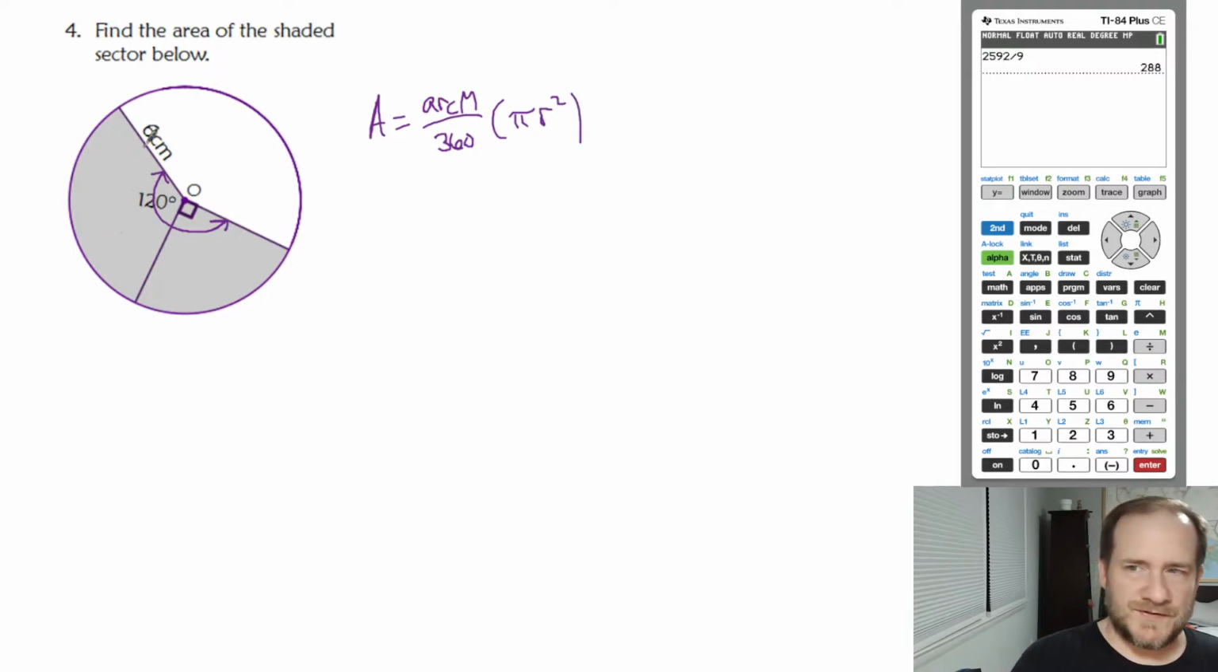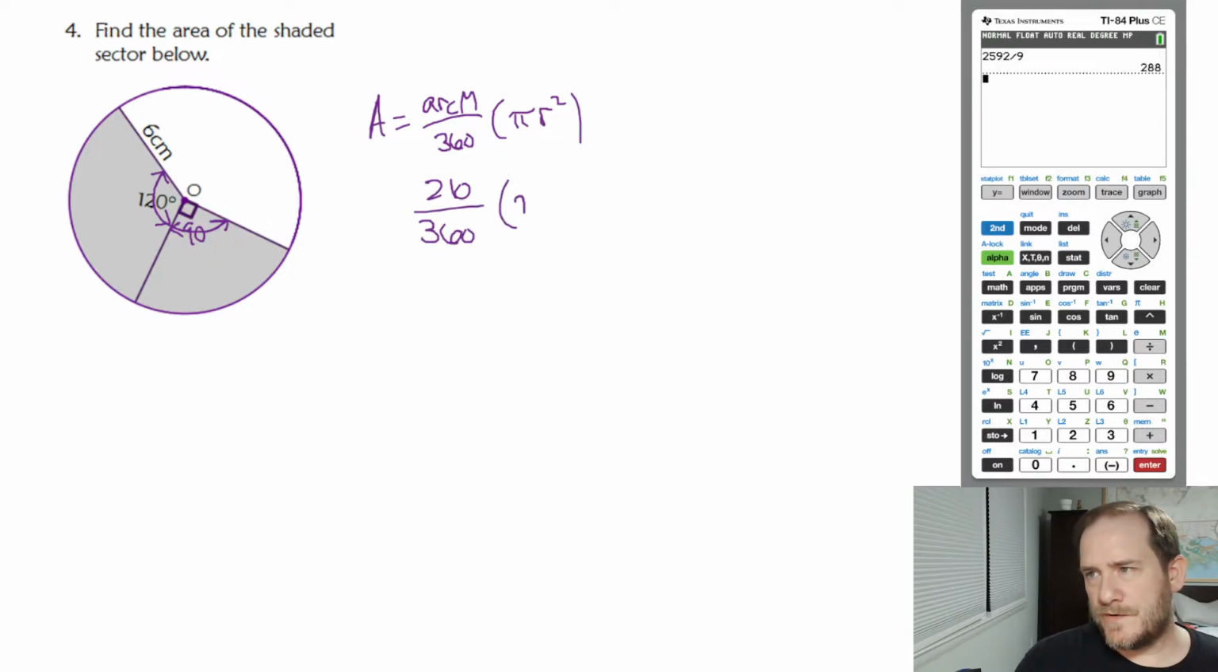All right, so what's the central angle? Well, if this piece is 90, but the other piece is 120, then to find the total measure of the angle, you're just adding those up. So it's going to be 210. Then we're going pi times 6 squared. So this should be not a big problem.